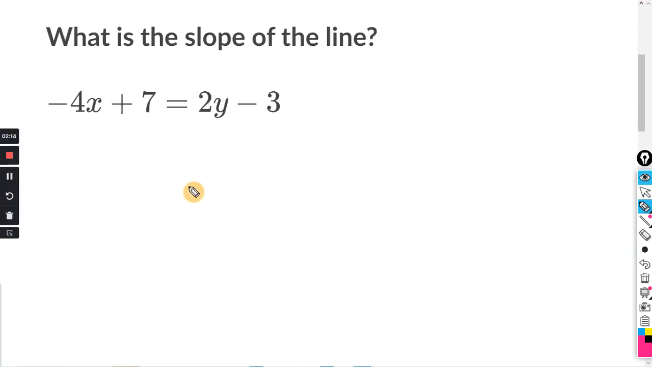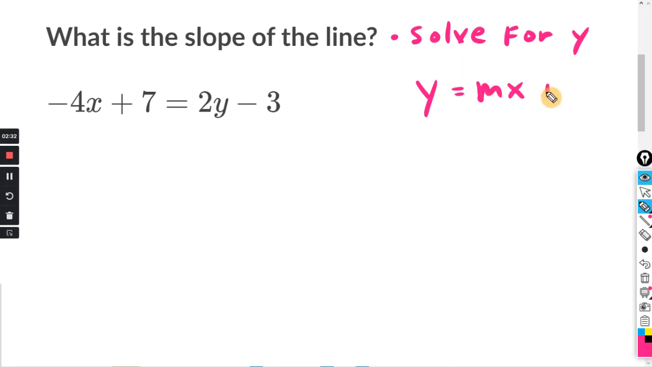All right, what is the slope of the line? So remember, we basically want to solve for y. All right, so we want to get it in the form of y equals mx plus b. And the slope is going to be the number that's multiplied by x once we solve for y. So let's do that. All right, we want y equals, so we have a 2y right here. We want that by itself. In order to get rid of negative 3, we do the opposite to both sides. The opposite of negative 3 is positive 3.